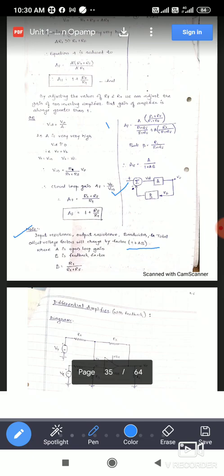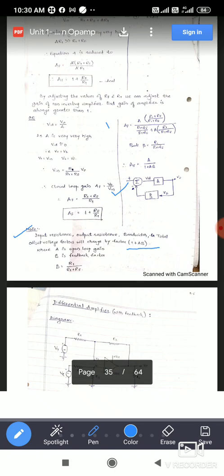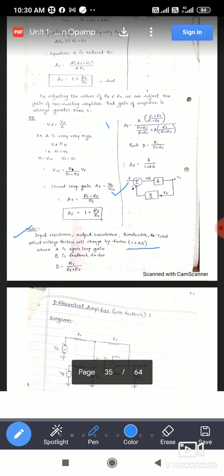But the amplifier may be inverting or non-inverting, that doesn't matter. Now next, A is nothing but AF, which is the closed loop gain of the amplifier, and beta is what? Beta is nothing but the feedback factor. It depends on which components you are using in the feedback network. So beta is calculated as R1 divided by R1 plus RF.